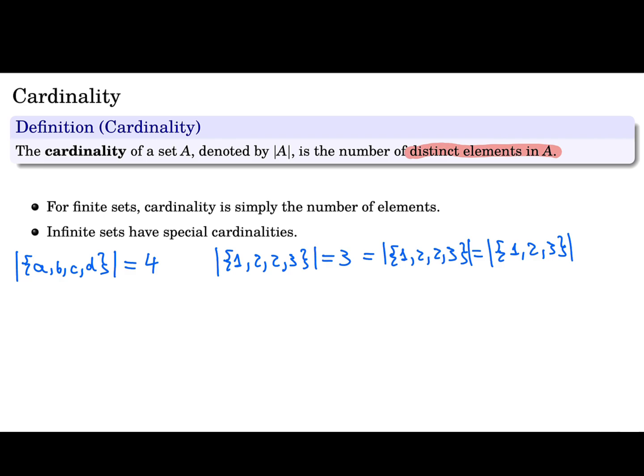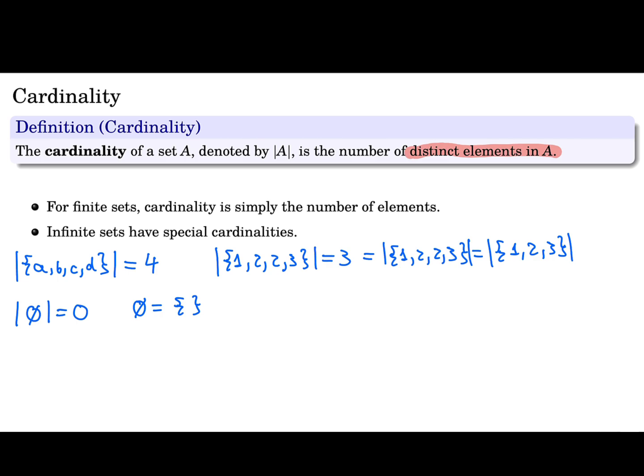The empty set has cardinality 0 because it has no element in it. Remember that the empty set, you could also write it as the set with nothing inside. So it doesn't have any distinct elements, so it's just 0. And then, these are all finite sets, and finite sets have that simplicity to them. It's a count of what's inside.